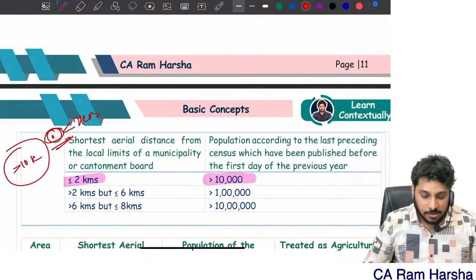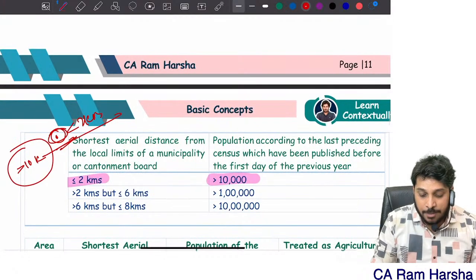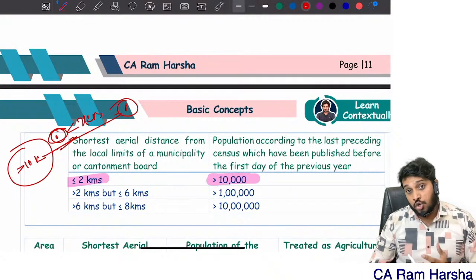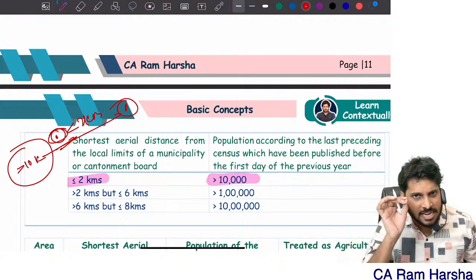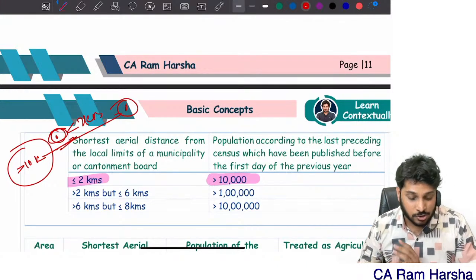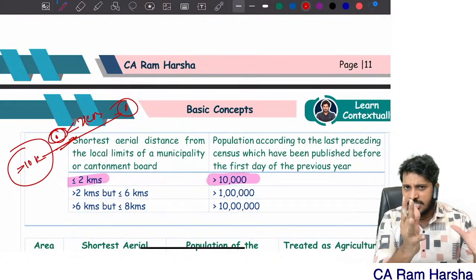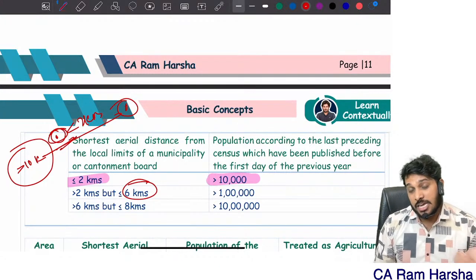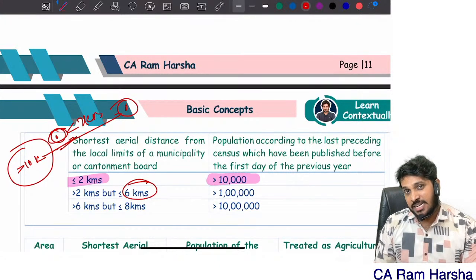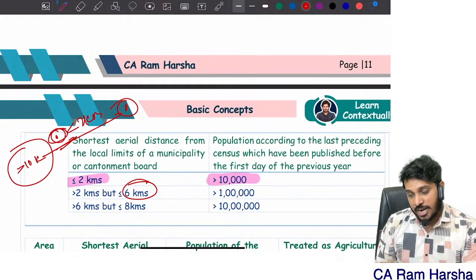Getting it? That's it. Suppose the land is situated beyond 2 kilometers. Let's talk about the land only. Forget about the farm building, all that. Main land point only, because this is important for capital gains also. Suppose my land is after the city, after 2 kilometers, but less than 6 kilometers. Then is this rural land or urban land? Is this treated as rural land or urban land?